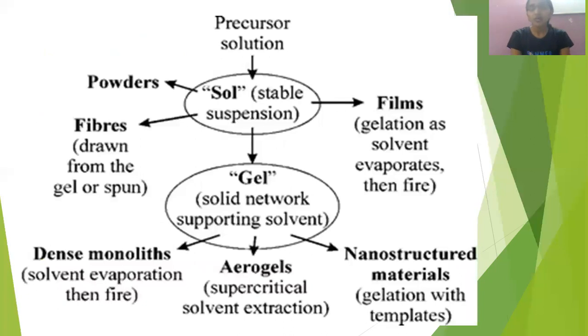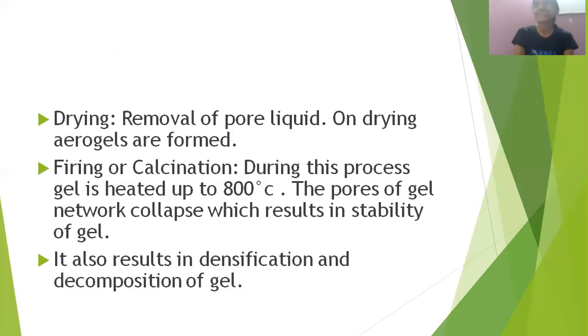Now, I already talked about these precursor solutions, right? Sol, powder, fibers and all. These come under the precursor solutions. Now, the drying. Already in the previous slide, I have shown you drying is under two conditions: evaporative drying and supercritical drying. So why do we do drying? Even once the gel is formed, it contains some liquid, right? So in order to remove that liquid, we go for drying.